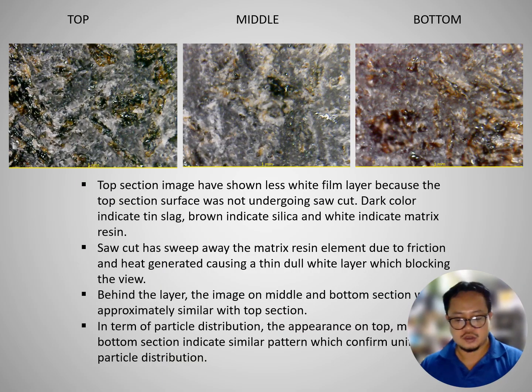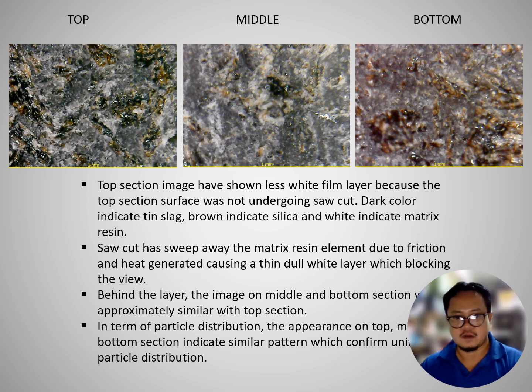Here we have chosen the middle location on every section, top, middle, and bottom, to compare the image pattern and summarize its condition. For the top section, the image shows less white film layer because the top section surface did not undergo saw cut. Dark color indicates tin slag, brown indicates silica, and white indicates matrix resin. Saw cut has swept away the matrix resin element due to friction and heat generated, causing a thin dull white layer which blocks the view. Behind the layer, the images on the middle and bottom sections were approximately similar to the top section.